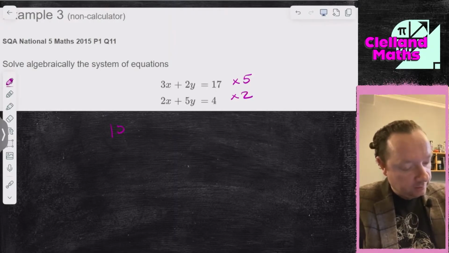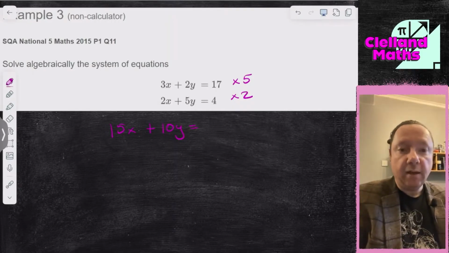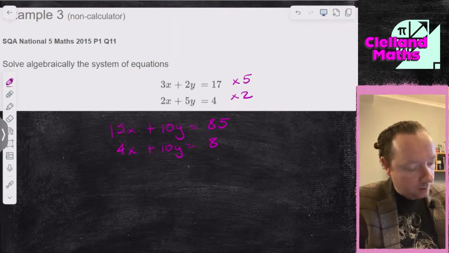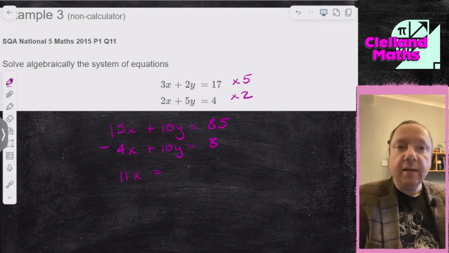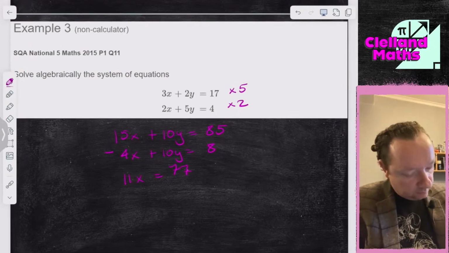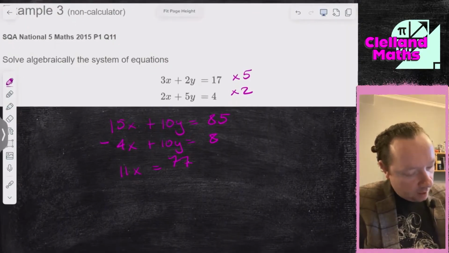5 3's is 15x, 5 2's is 10y, and then we've got 17 times 5. Well, 5 10's is 50, 5 7's is 35, that makes 85. 2 2's is 4x, 2 5's is 10y, and 2 4's is 8. The y's are the same, so take away to get 11x. 85 minus 8 is 75, 76, 77. And we can divide by 11 to get 7.